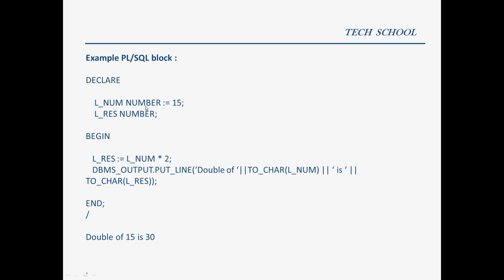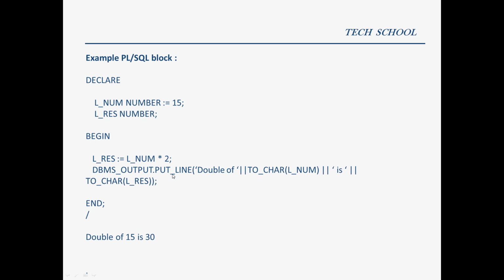We have got two number variables declared here: one, LNum, that is initialized to 15, and another number variable called LResult. Then the begin keyword, which marks the beginning of the execution section. There are two execution statements. First, the variable LNum is doubled and assigned to LResult.